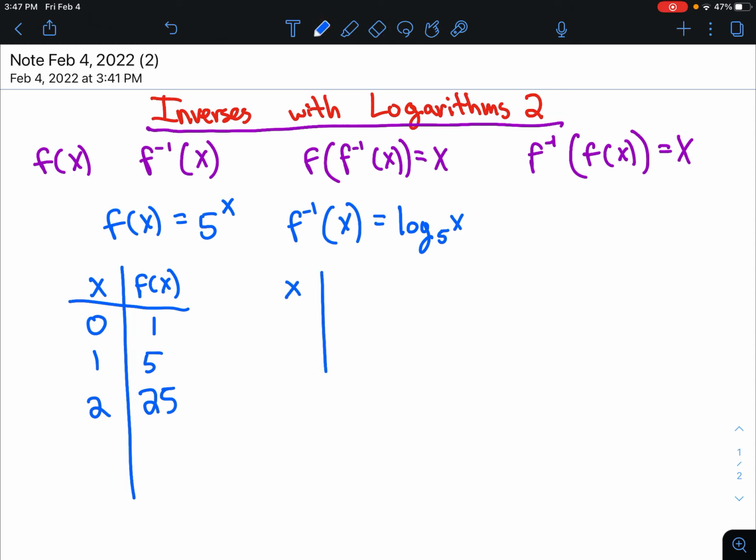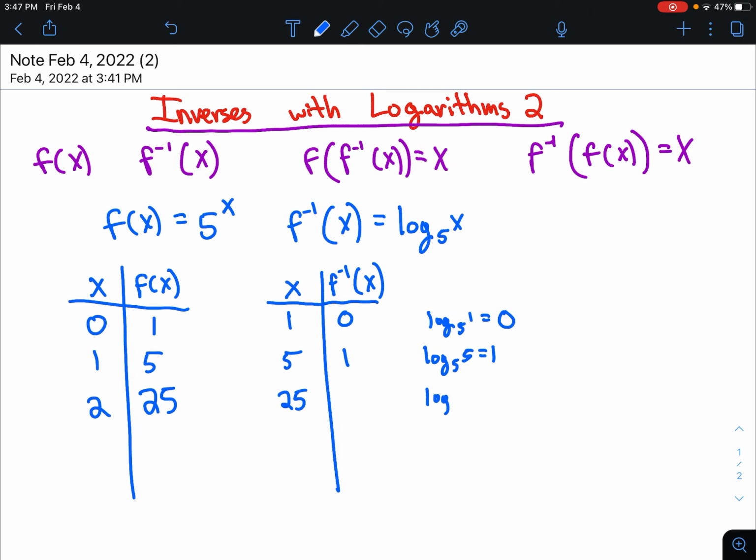And for f inverse x, well, our inputs should correspond, or we want them to correspond, with the outputs of f of x. So we can choose 1, 5, 25. And log base 5 of 1. Well, 5 to the 0 power is 1. So that must be equal to 0. Log base 5 of 5. 5 to what power is 5? 5 to the first is 5. And log base 5 of 25. 5 to what power is 25? 5 squared. So our tables correlate the x and y to a y and an x.